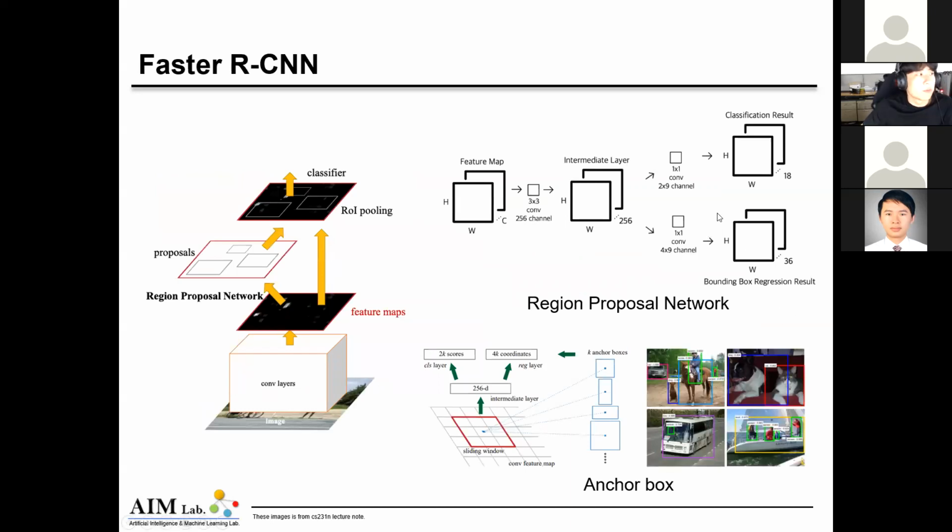The next one is Faster R-CNN. It's maybe the most famous research in object detection. First, they do not use the selective search algorithm to propose the regions. They propose a region proposal network, and they do this by using anchor boxes.